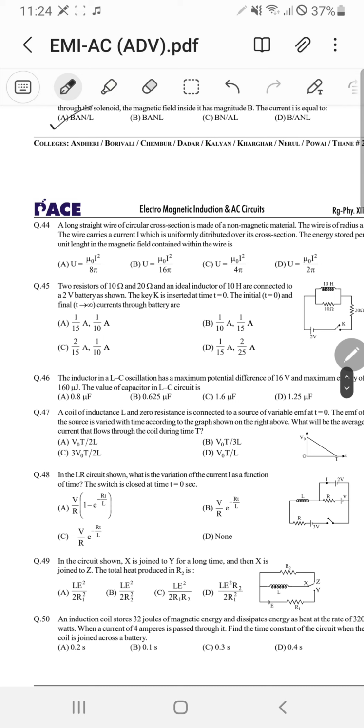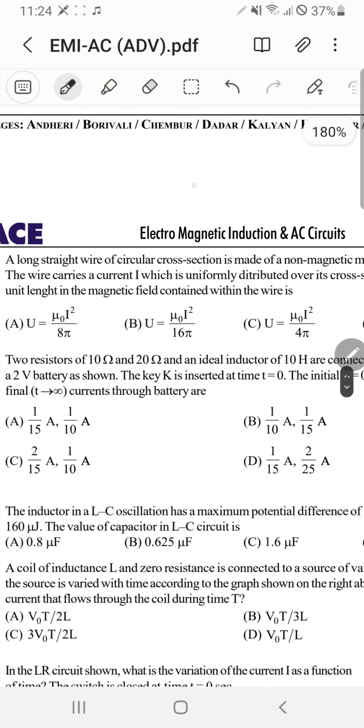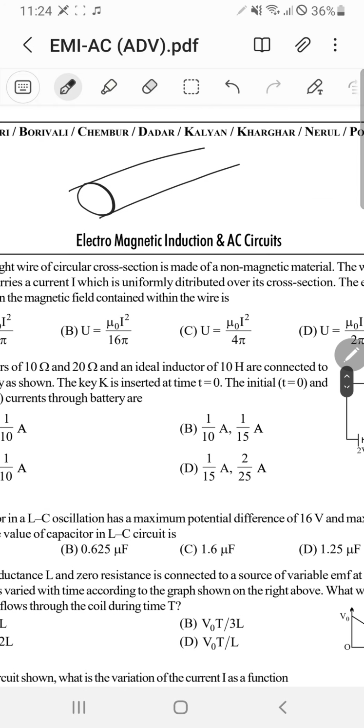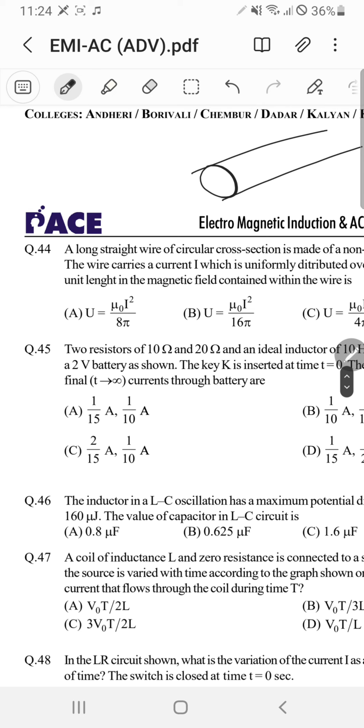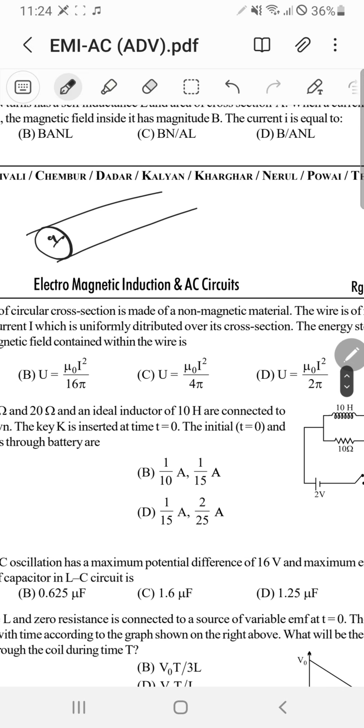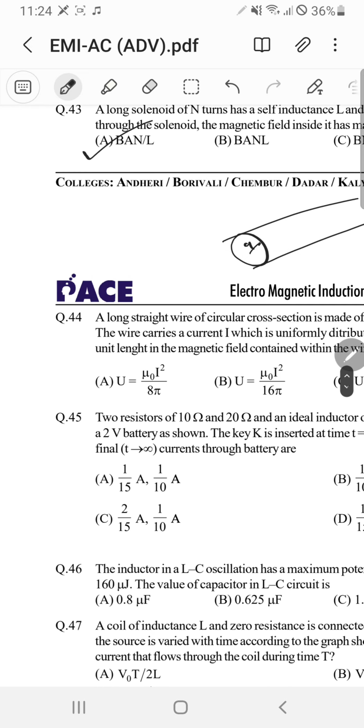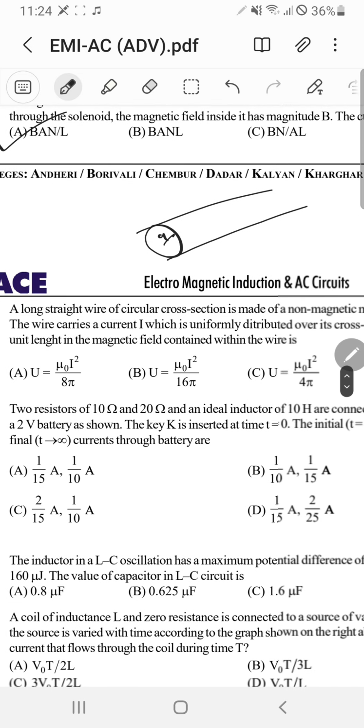Next, a long straight wire of circular cross section is made of non-magnetic material. The wire is of radius A. The wire carries current I, which is uniformly distributed. Okay, cool. The energy stored per unit length in the magnetic field contained within the wire. Yes, that thing.